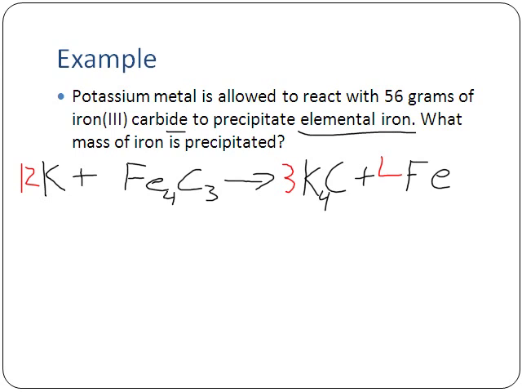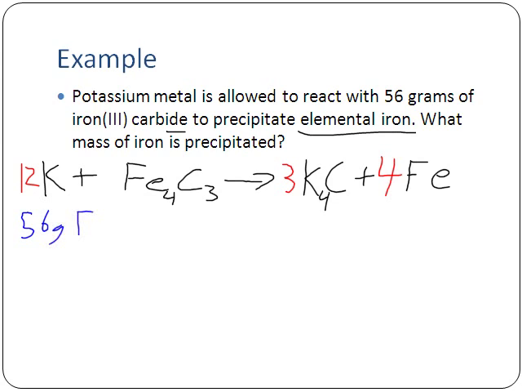Second step, let's start with the limiting reagent. It says potassium metal is allowed to react with 56 grams of iron 3 carbide. You're not told how much potassium you have. You are told how much iron 3 carbide you have. And so that means we're going to start here with the iron 3 carbide. And so we have 56 grams of this iron 3 carbide.